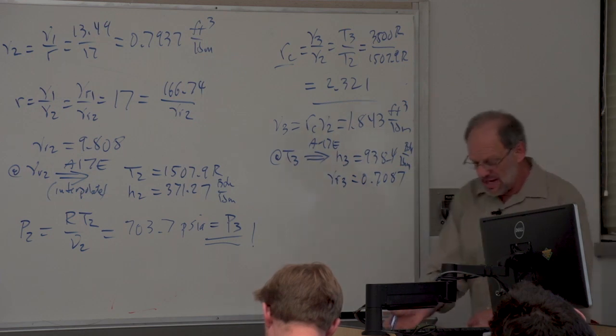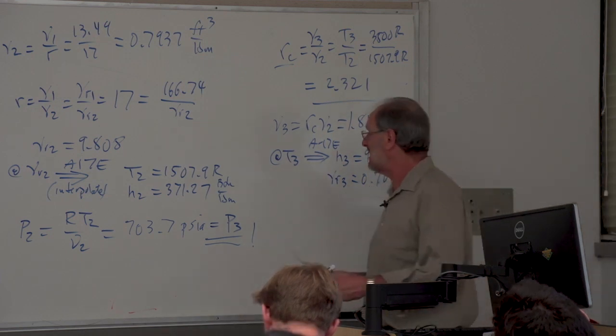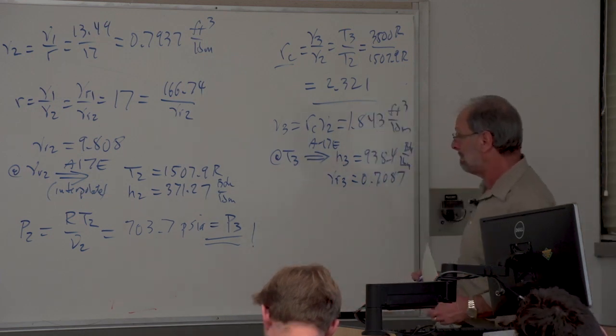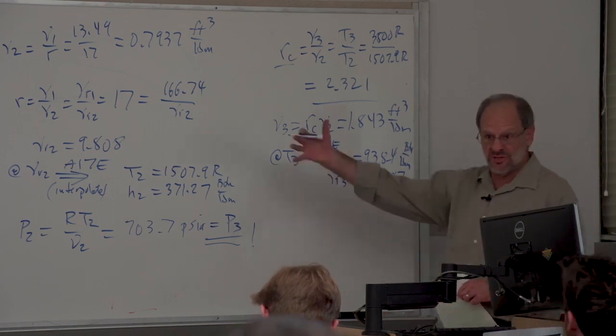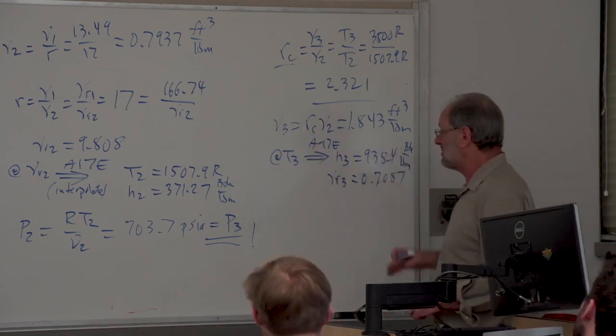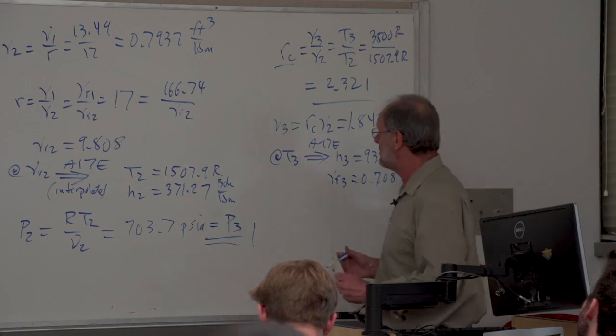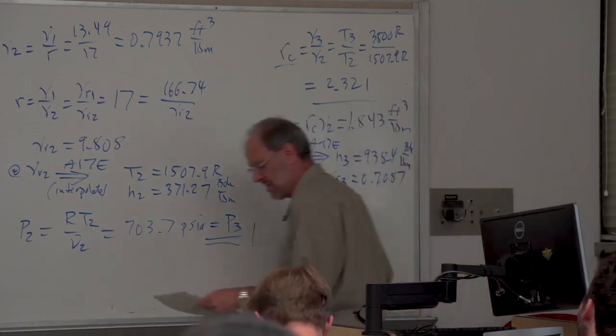All right, so now we're done with that. We already found the pressure at 3. We knew it was the same as 0.2. So now let's just move on to our final process, which is the one from 0.3 to 0.4.